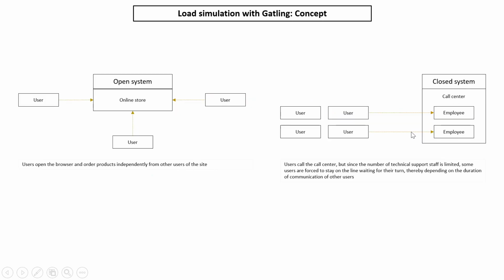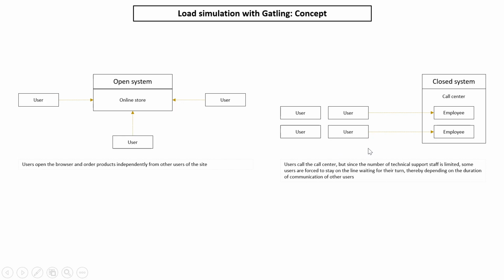Now we should analyze how the testing of open systems differs from closed ones. An online store is a typical example of an open system. When users open the site, they do not know anything about each other and so perform all the actions independently. A call center is an example of a closed system. Users make calls to the call center. The call center has a limited number of employees. So, some users may become dependent on those who are currently talking to employees. Such users are forced to queue up and wait until an employee is released.